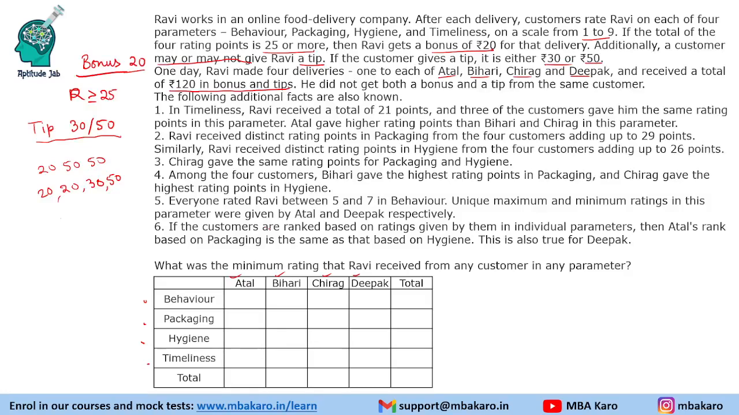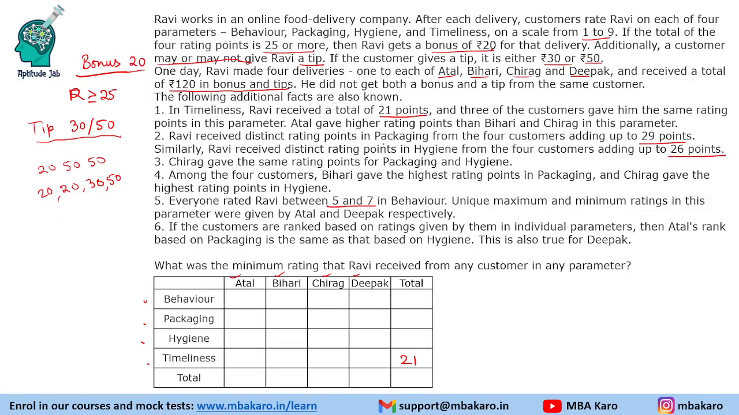Now, in order to fill this table fast, the first thing is to look out for numbers. We are given six statements. Look out for numbers: 21 points, 29 points, 26 points, 5 and 7. These help us quickly fill the table. You have to read the conditions and understand them, like higher points, same points. You might have to make some equation, but numbers are easy to fill. So it says in timeliness, Ravi got 21 points. Just fill 21 and read the remaining part later.